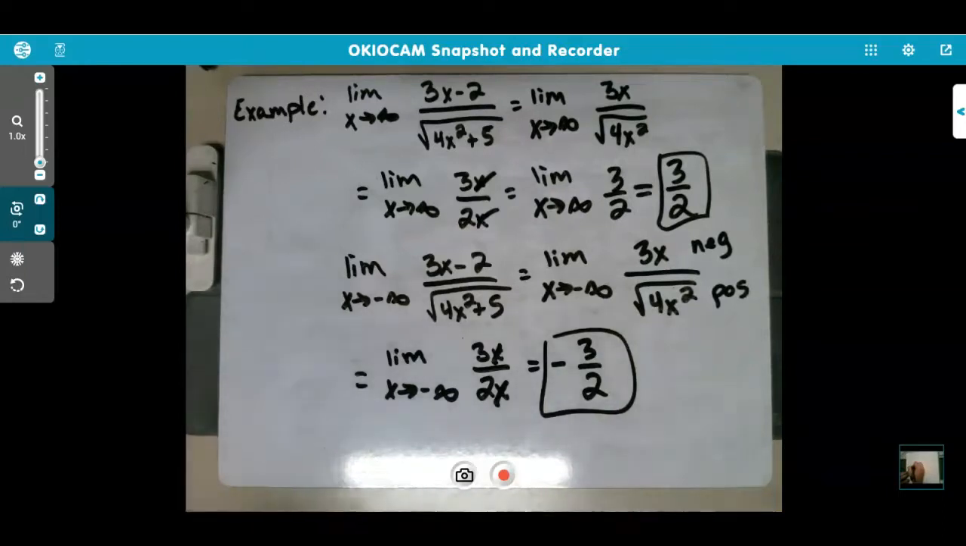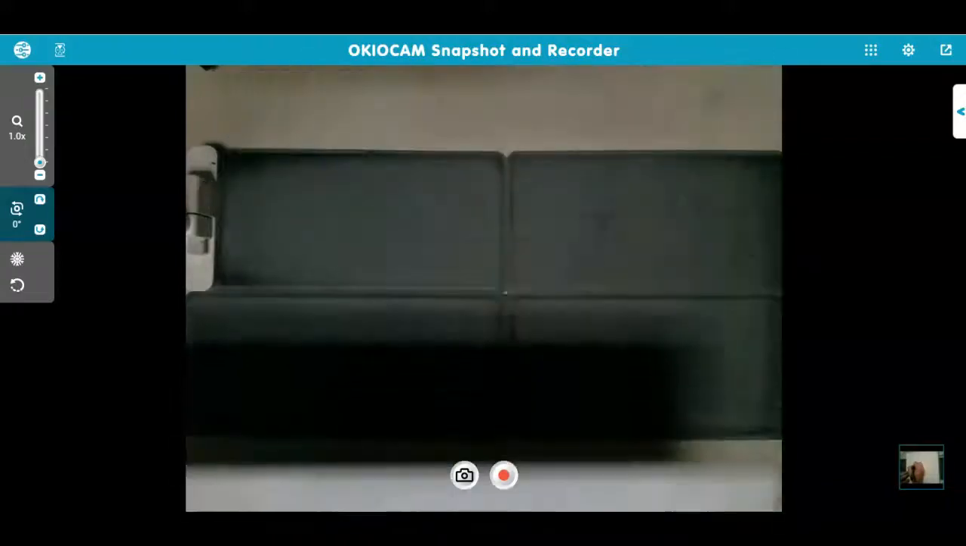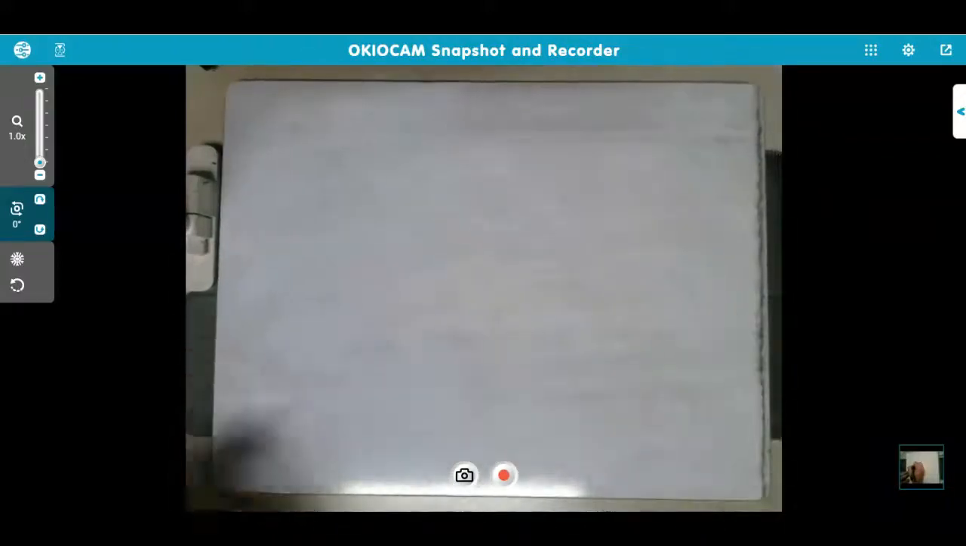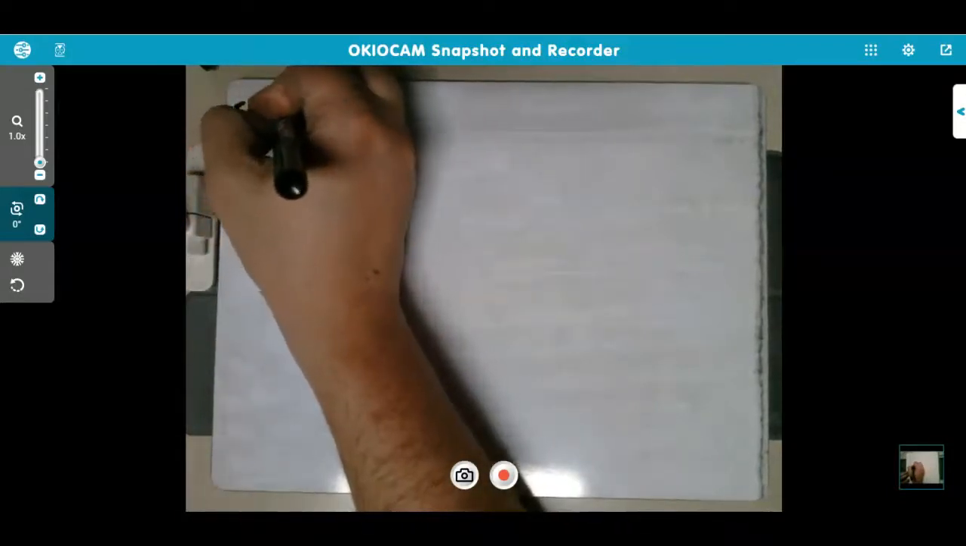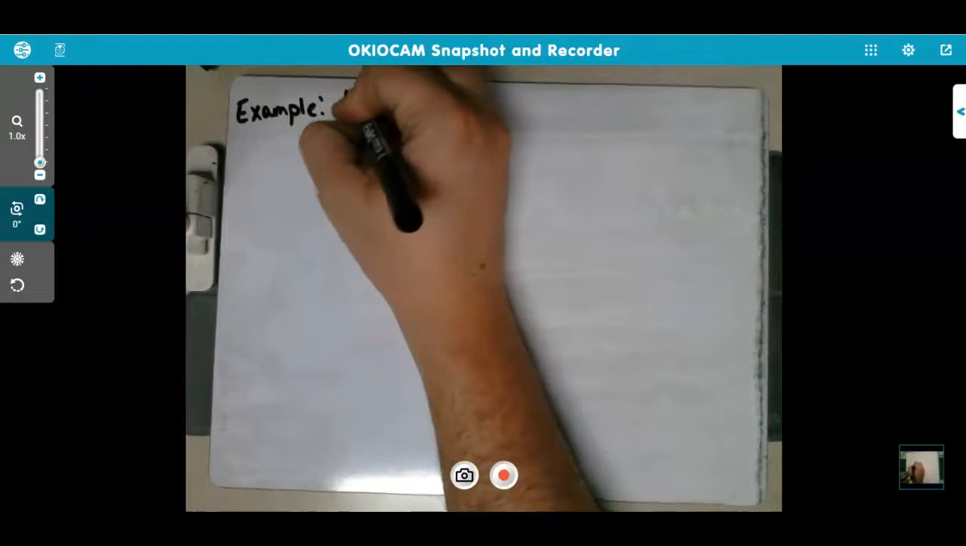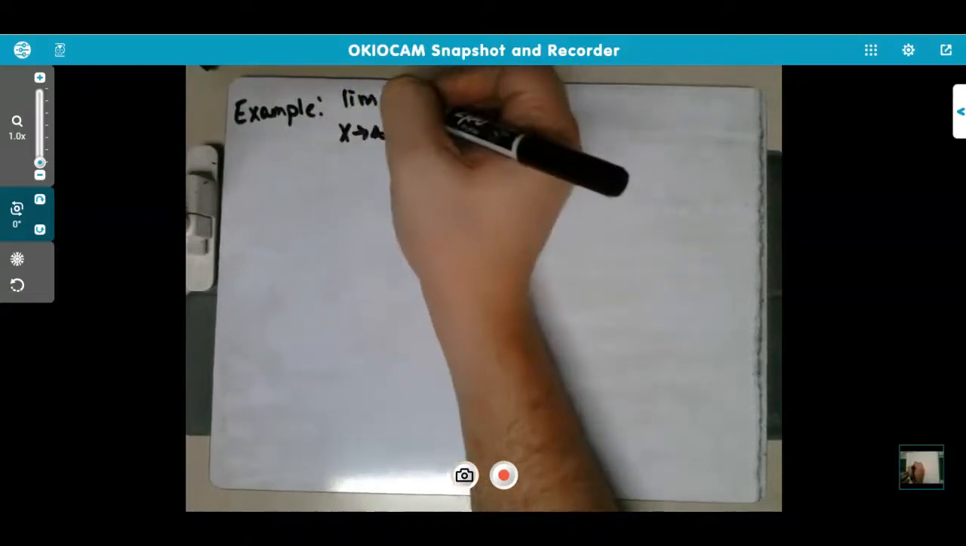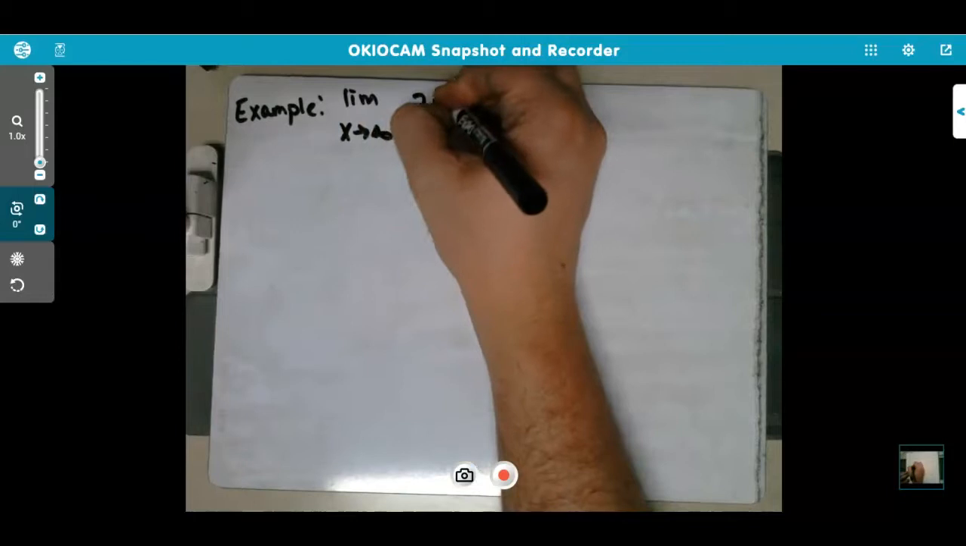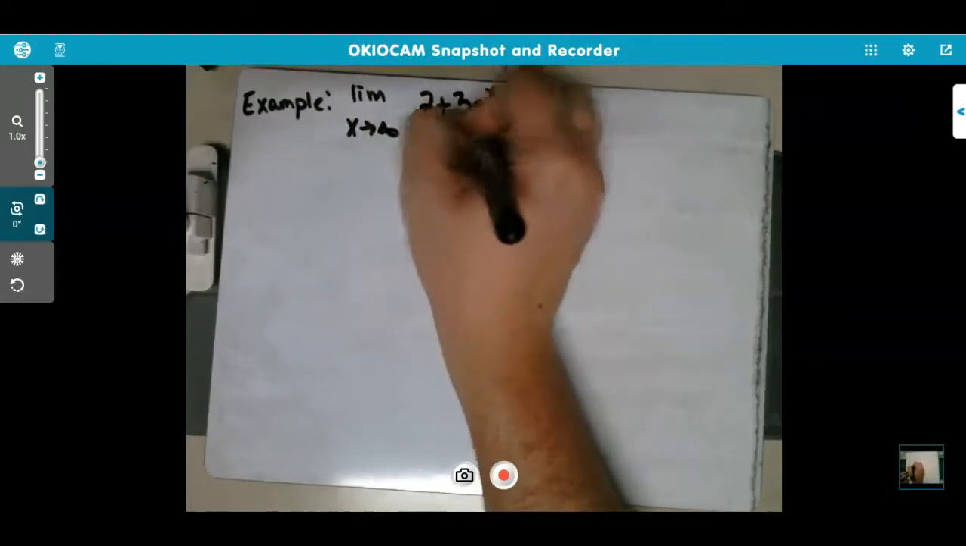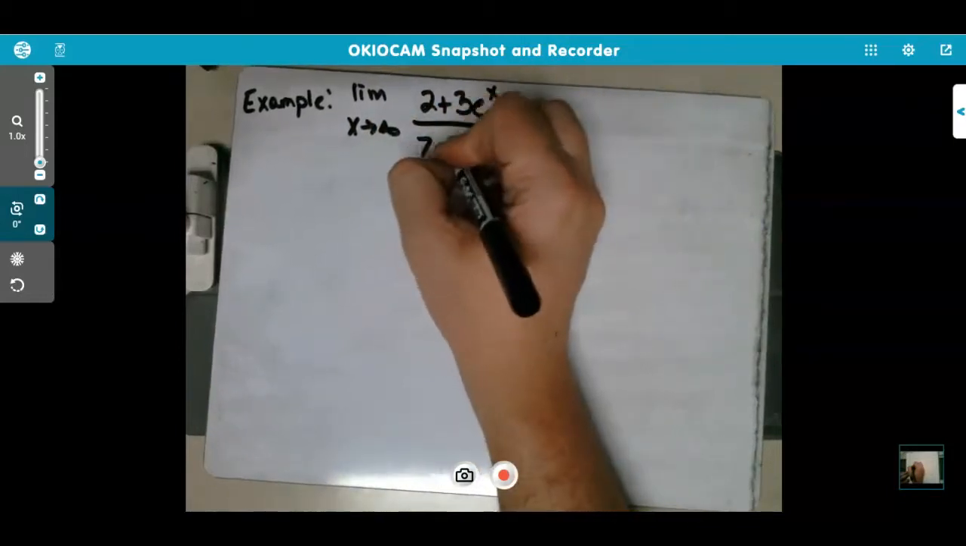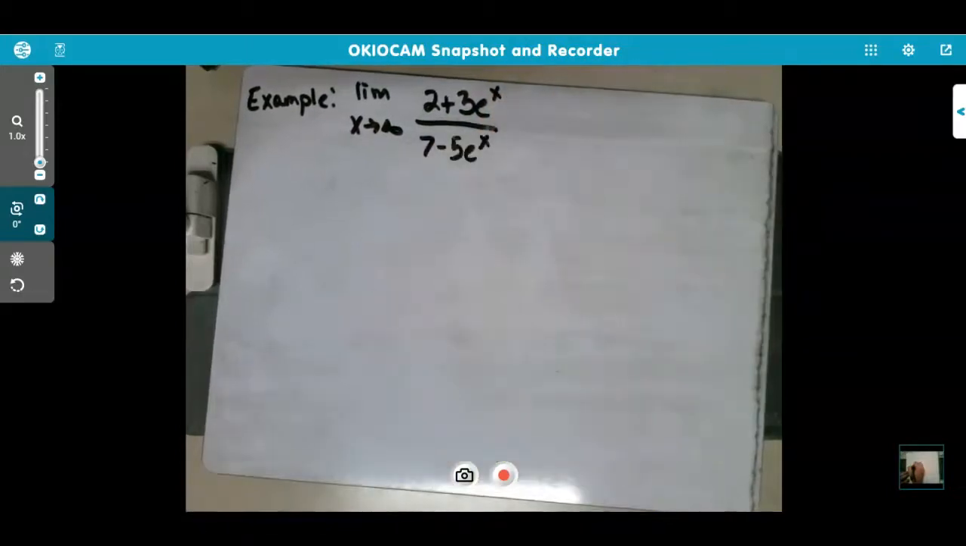Let's do a little bit more complex of a problem. Still isn't bad. Still want to make that very clear. It still isn't bad. It just requires a little bit more thought, kind of like the last one did. Limit as x goes to infinity of (2 plus 3e to the x) over (7 minus 5e to the x).